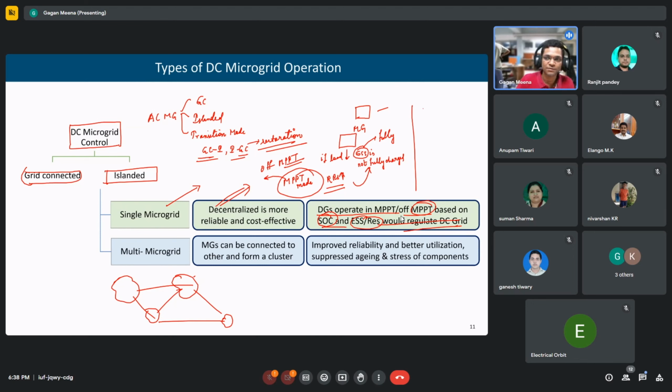But what happens if we have a cluster of microgrids, and one microgrid has excess generation while another microgrid has a deficit of generation? In this case the storage was fully charged, so the renewable has to operate in off-MPPT mode. But if some other microgrid connected to it is deficit in power, then the renewables can still operate in maximum power mode, and the excess generation can go to the other microgrid, either for supplying load or for charging the storage.